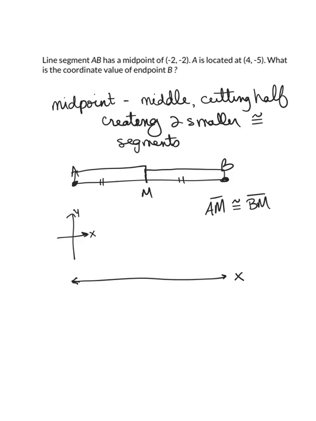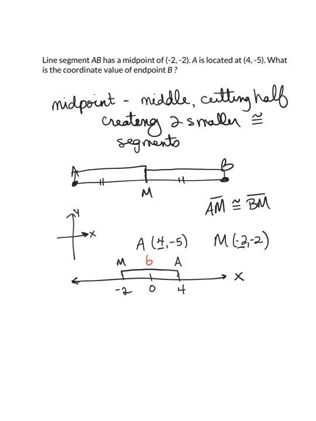So if I look at point A, (4, -5), the midpoint is (-2, -2). Okay, so I'm going to first look at just my x values. So on a number line with the middle being 0, A is at +4. And my midpoint is at -2. Okay, so the question is, how many units is it from A to M? Well, A to 0 is 4, and 0 to -2 is 2, so from A to M, this is 6 units.